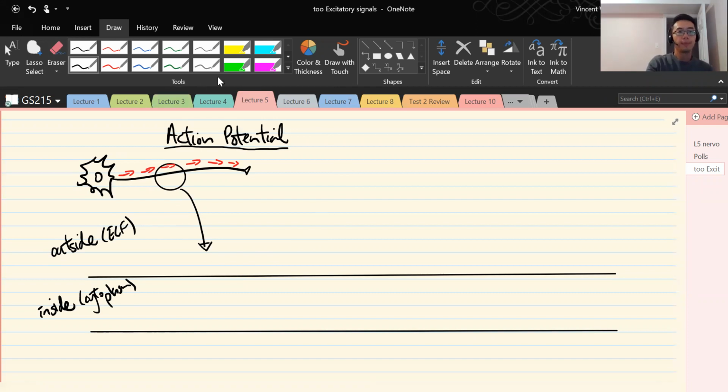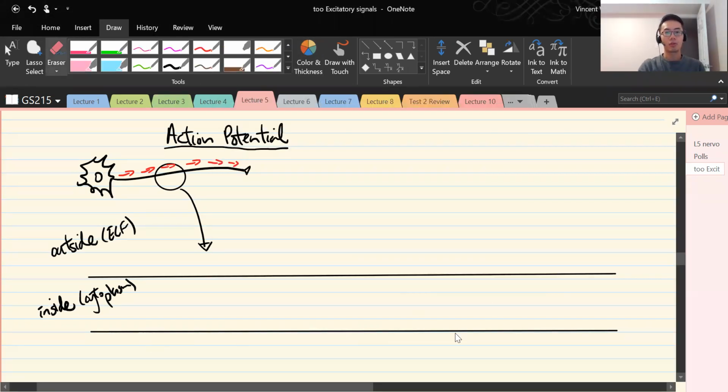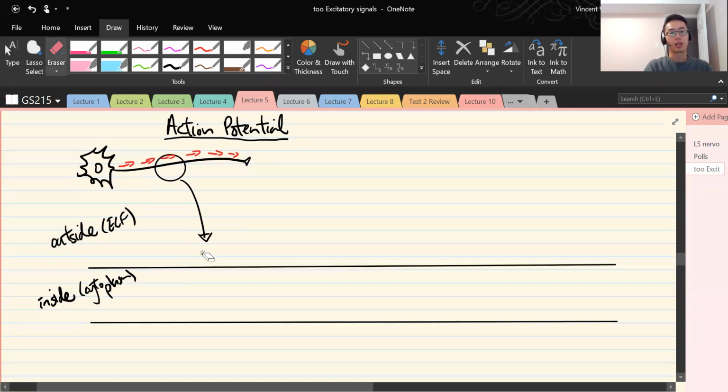So along the membrane, you have various types of membrane proteins, channel proteins, and we're going to be focusing on a few here. So let's put in some purple ones here. Okay, so these are the sodium potassium pump, which you learned last semester.